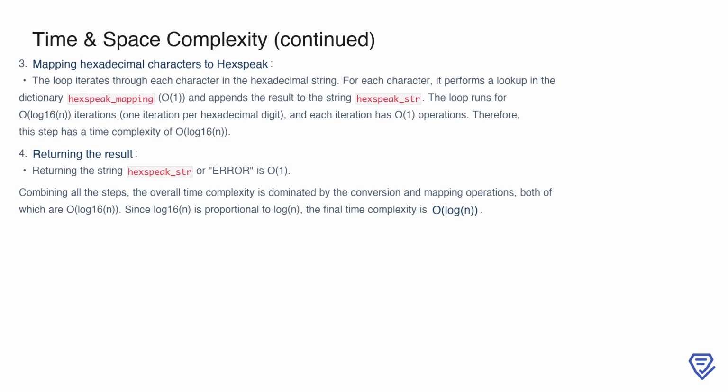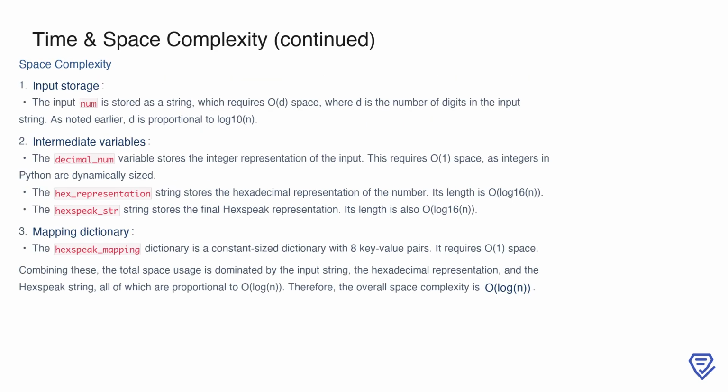Since the hexadecimal string length is O(log16 n), and each dictionary lookup is O(1), the overall time complexity of this step is O(log16 n). Finally, returning the Hexspeak string or error is a simple operation with O(1) complexity. When combining all these steps, the most time-consuming operations are the number conversion and character mapping, both of which scale with O(log16 n). Since logarithms with different bases differ only by a constant factor, we can simplify the time complexity to O(log n).